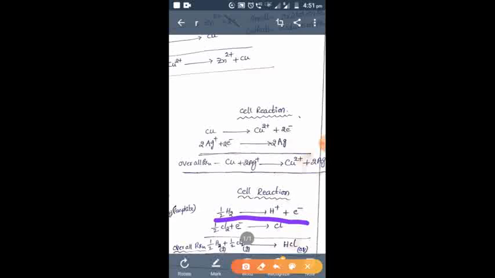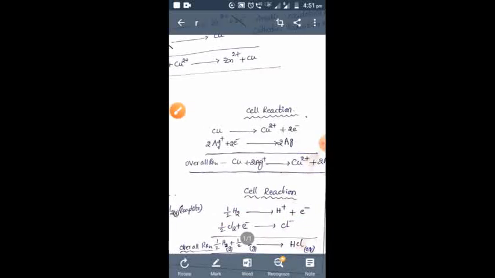Oxidation means loss of electron. So here one electron is lost. To balance this equation, I am using this half. So half H2, the half and this 2 get cancelled. So how many hydrogens are there here? Only one hydrogen. This one hydrogen loses one electron and is converted to H+.